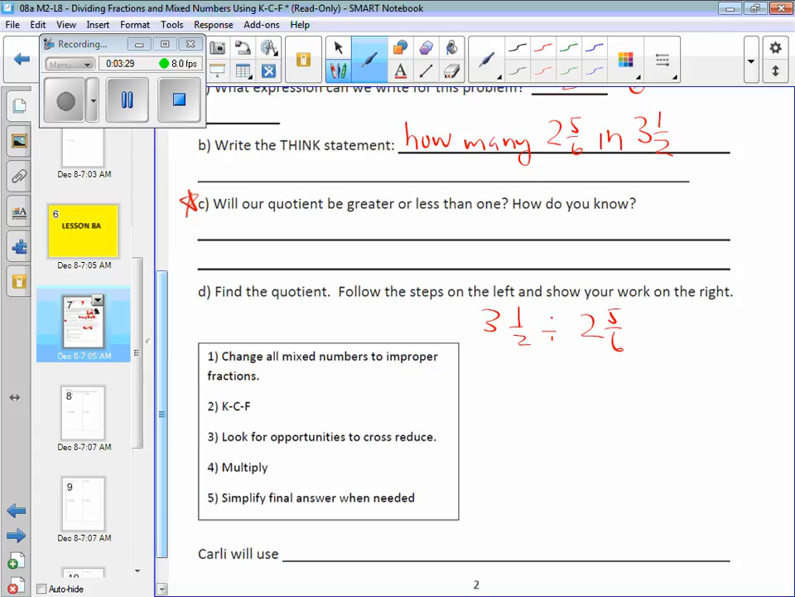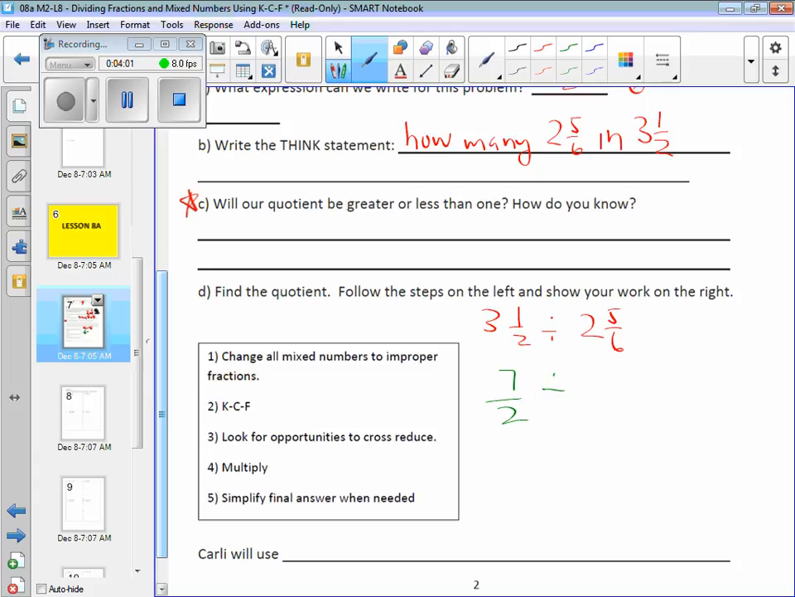Some of you, when I was walking through and checking your papers, tried to do it all in one step. Change them into improper first. Then do keep, change, flip on a separate line, and then perform all your math functions. Don't try to do mixed numbers to improper and keep, change, flip in the same step. You'll get lost. So all I'm going to do is change these to improper. So if you do everything right, you'll get 7 over 2.